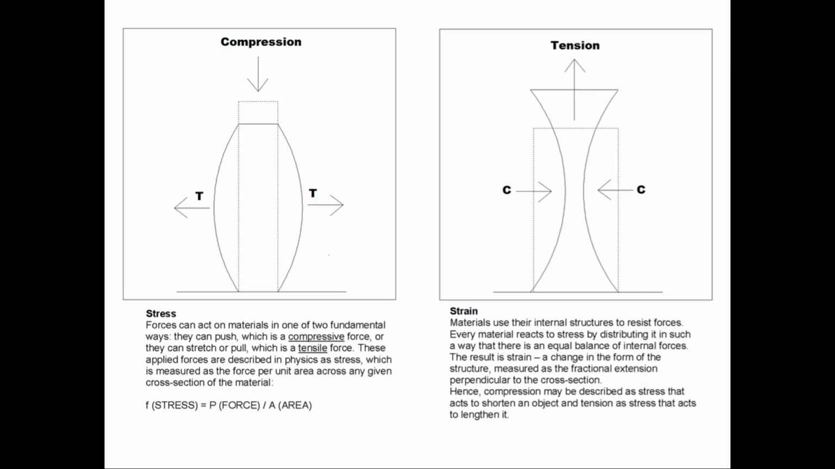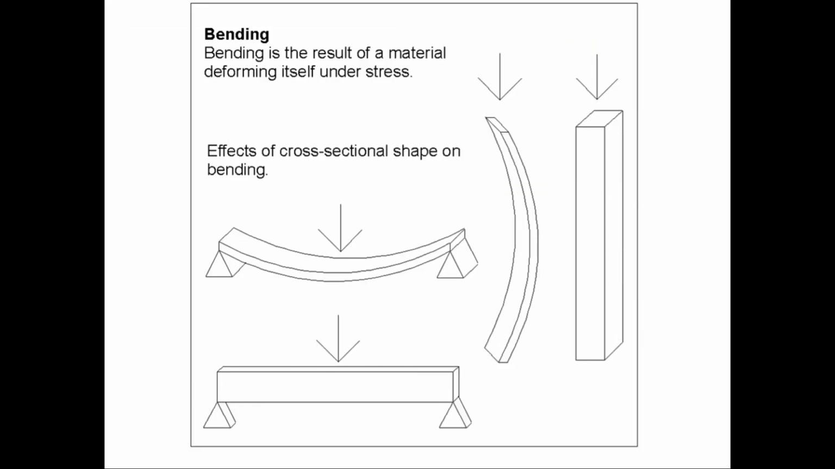So if we look at a simple column that we have here on the left in compression, as you push down on the column, in an exaggerated form, the column begins to deform and the outer side of it begins to stretch. By stretching the outer side of the column, those parts of the column are actually going into tension. Now, the opposite is happening when you're pulling on a column. If you're pulling on it, the outer sides of the column bend in and start to compress. So bending is the result of a material deforming itself under stress.